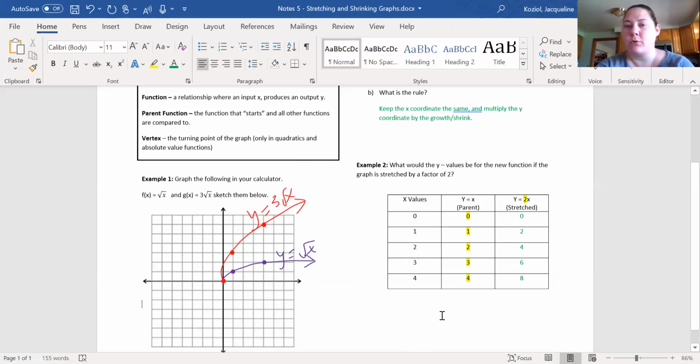So again, the only thing that we're really learning about today is how to use that to multiply. The growth factor, whether you're using a fraction or a whole number, gets multiplied by whatever's in the y column. That's really all that's changing today, okay?